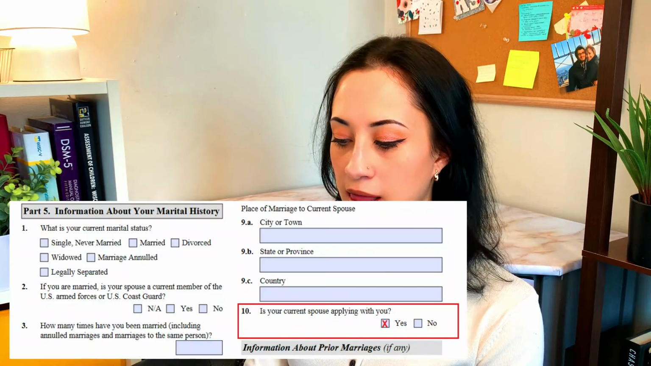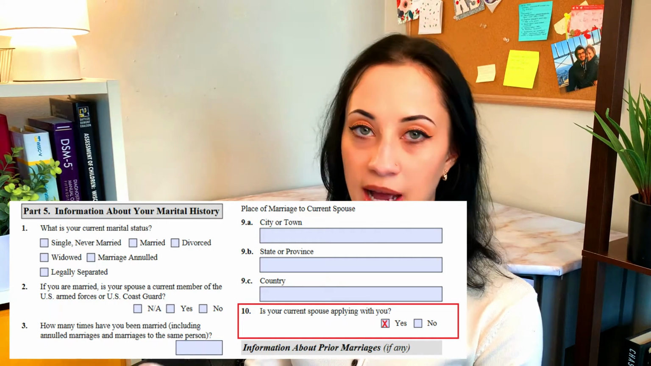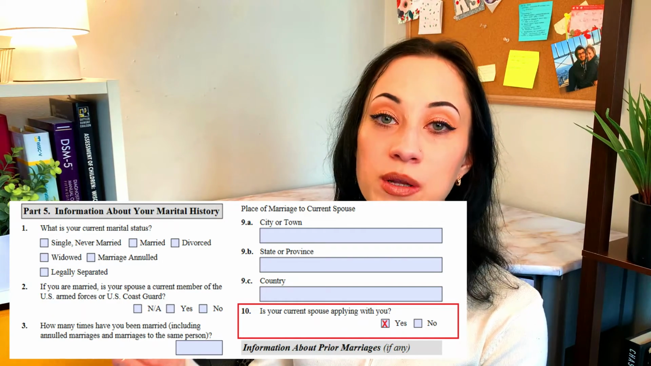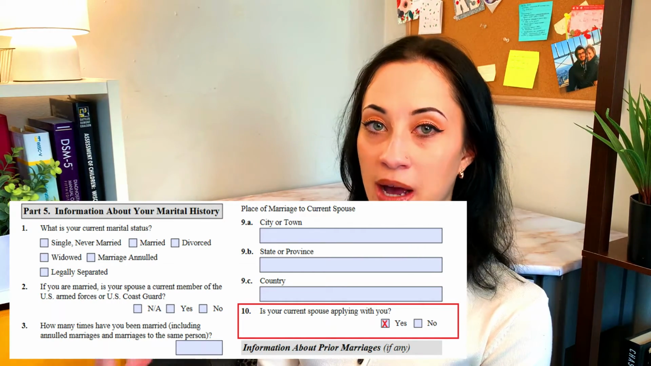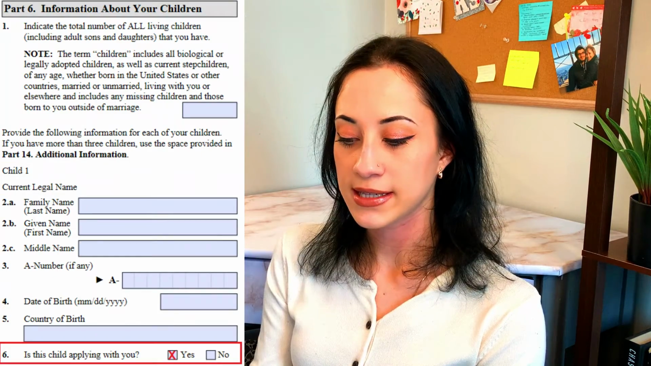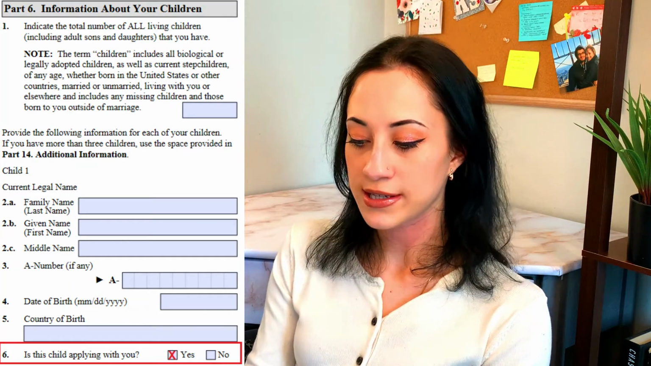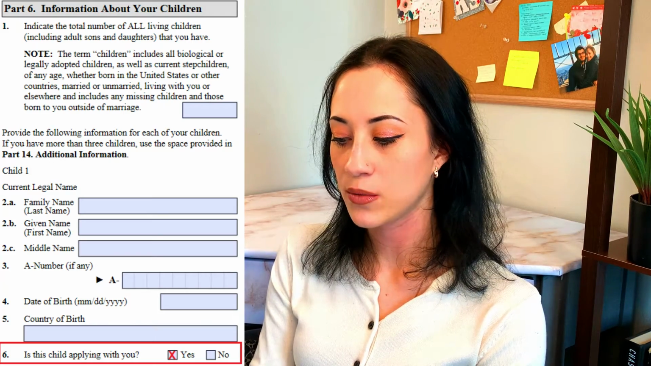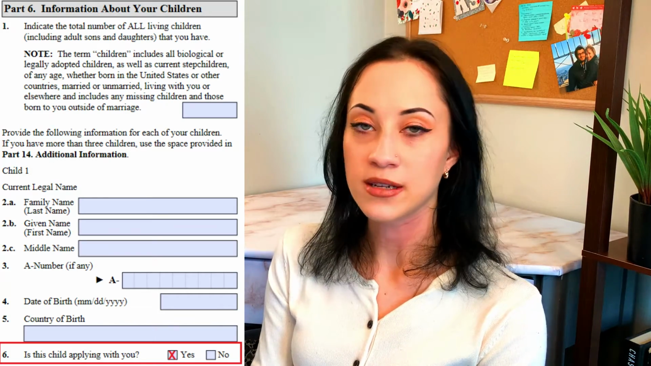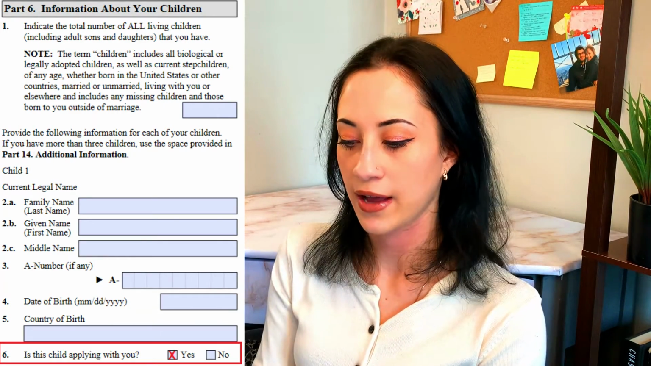Also, moving on, when your brother fills out his own I-485, like I mentioned before in Part 5, Question 10, where it says, is your current spouse applying with you? In this situation, your brother will put yes, because his spouse is going to be the derivative applicant applying at the same time. And as you can see, in Part 6, it will be asking, for example, to indicate your brother's children's names as well, child number 1 and 2, and then it will ask after each, is this child applying with you? And your brother will also have to put yes when he fills out his own I-485 form.